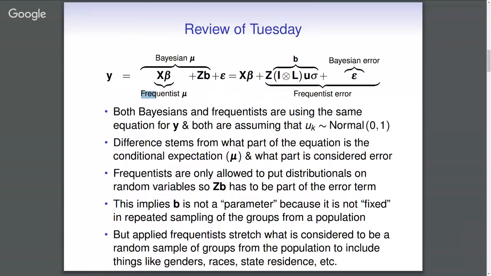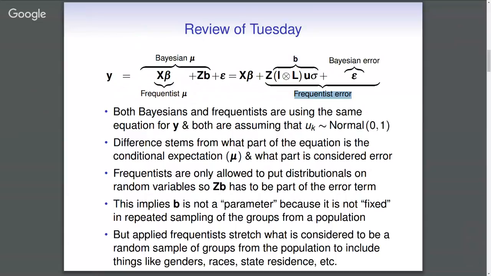But it's different for frequentists, even though a lot of applied frequentists, as opposed to people who write on frequentism from a methodological perspective, don't really appreciate this distinction very much. Technically speaking, for a frequentist, the conditional expectation mu is just this part here, x times beta. And the error term consists of the other parts, z times b, where we can write b in the form of this thing here, I Kronecker product L U sigma, plus epsilon. Those two pieces are the error term from a frequentist perspective. So we've got three pieces: x times beta, z times b, and epsilon. For Bayesians, the first two are part of the conditional expectation, and the last one, epsilon, is the error term. For frequentists, it's the other way around.